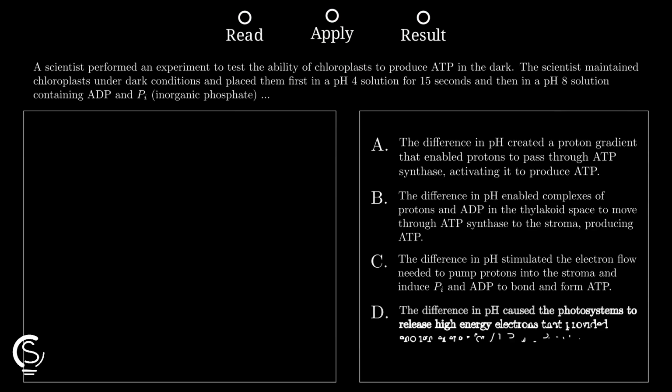First, lock in the setup. The stroma ends up at pH 8 while the thylakoid space stays at pH 4, so there are way more protons inside than outside.